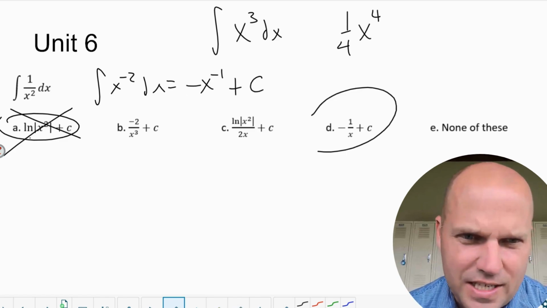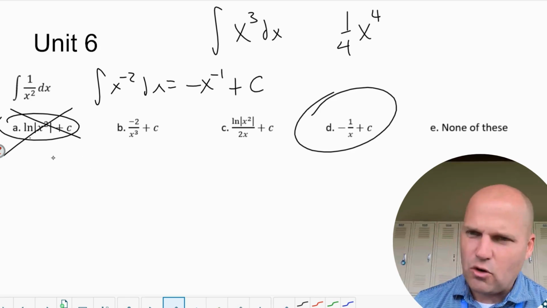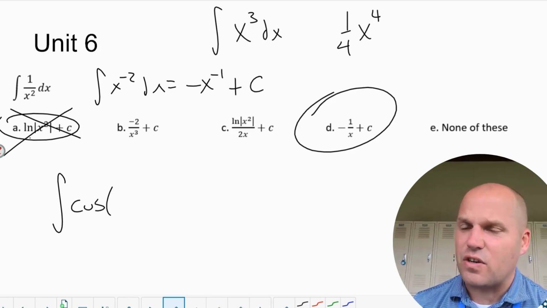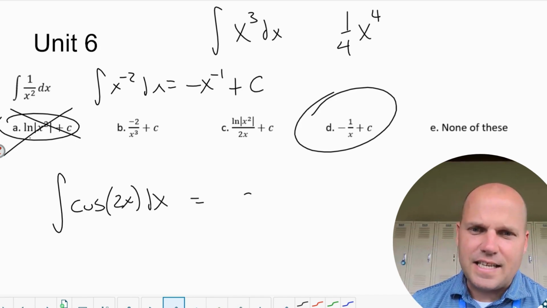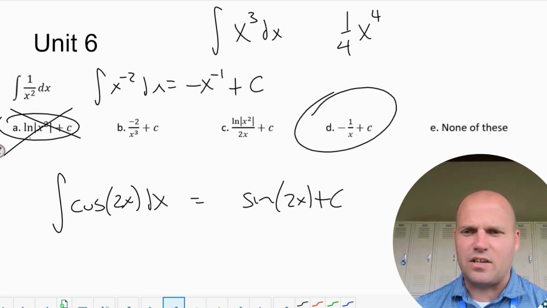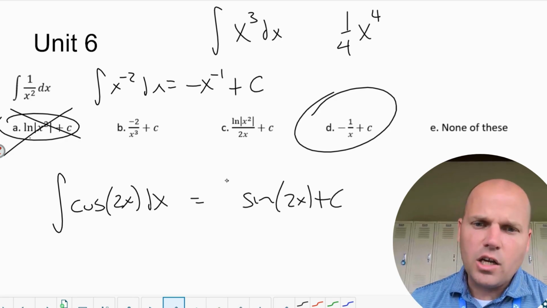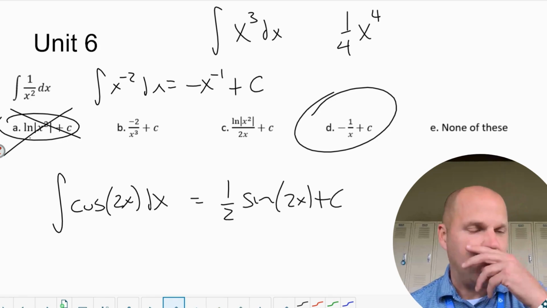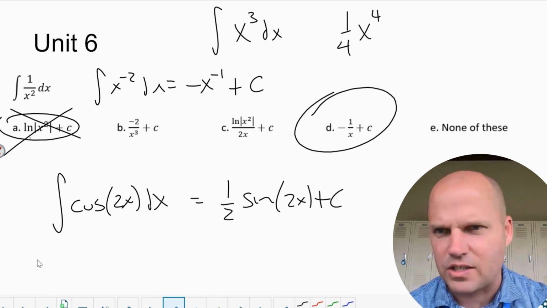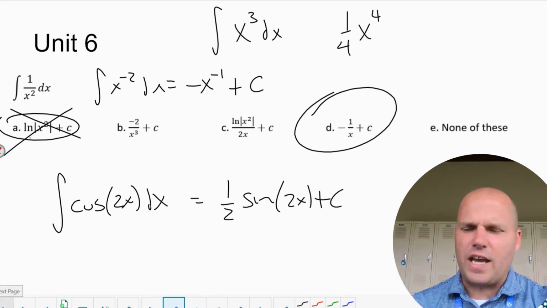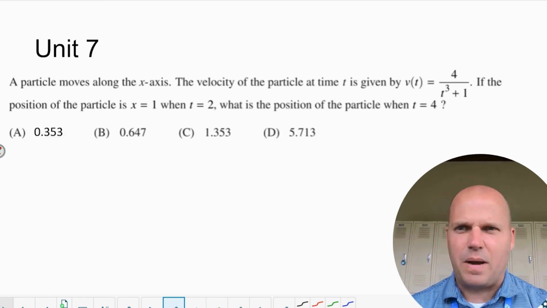Don't forget your plus C's. This is the answer. Also remember, if you are taking the antiderivative of something like cosine 2x, don't forget it's the sine of 2x. Remember, going backwards, forwards with antiderivatives, and undo the derivative, you need a 1/2. Okay, this is different than the derivative of cos 2x, which would be negative sine 2x times 2.